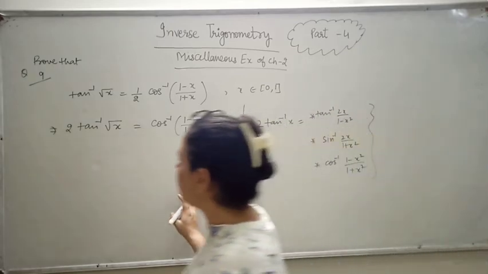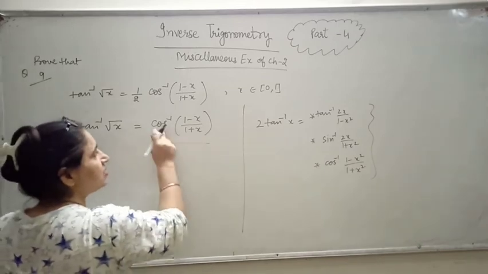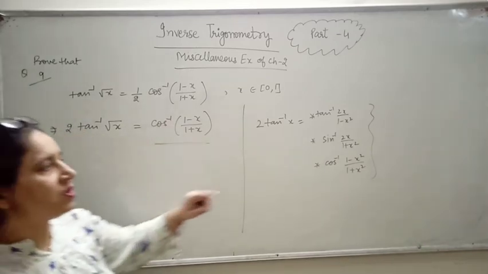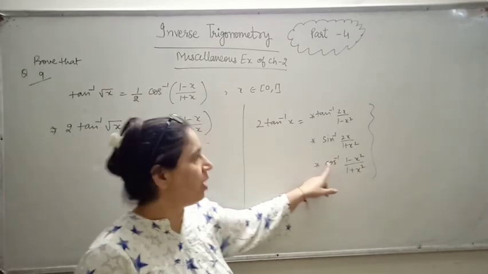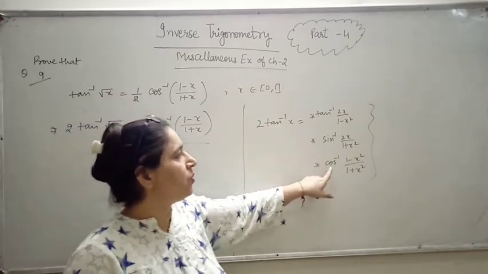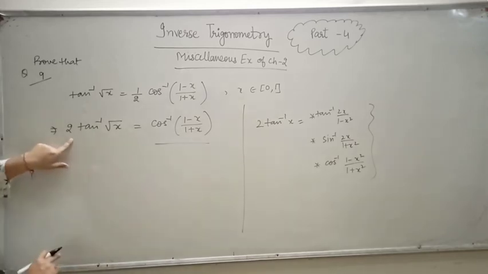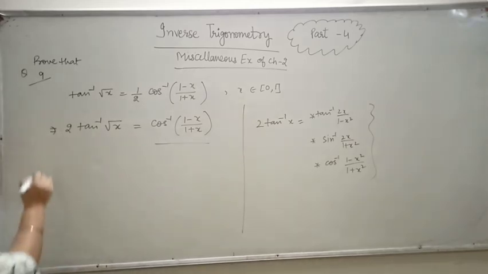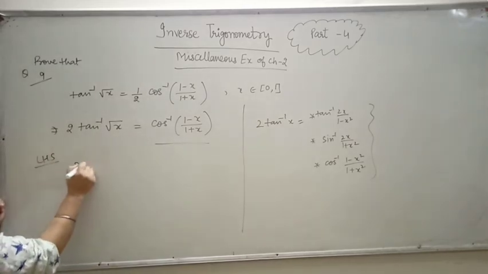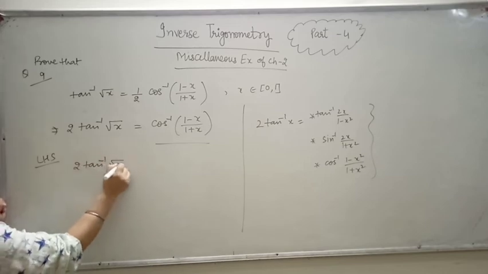Now in this question you can see on the right side we need this cos inverse, and cos inverse I can find in this formula. So 2 tan inverse x is equal to cos inverse of (1 minus x square) upon (1 plus x square). I am going to apply it on this left hand side. So I am taking left hand side. This is 2 tan inverse root x.